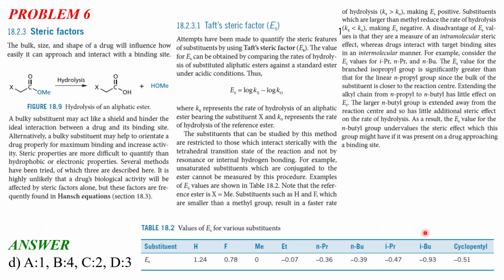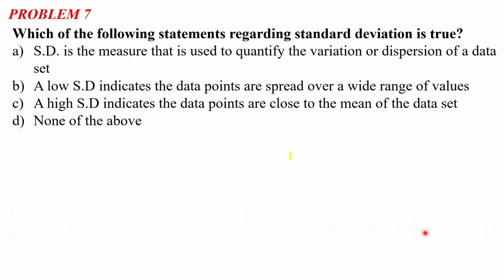So now I will go to the next problem. Problem number 7 says, which of the following statements regarding standard deviation is true? Your options are: number A, standard deviation is a measure that is used to quantify the variation or dispersion of a data set. Number B, a low standard deviation indicates the data points are spread over a wide range of values. Number C, a high standard deviation indicates the data points are close to the mean of the data set. Number D, none of the above.